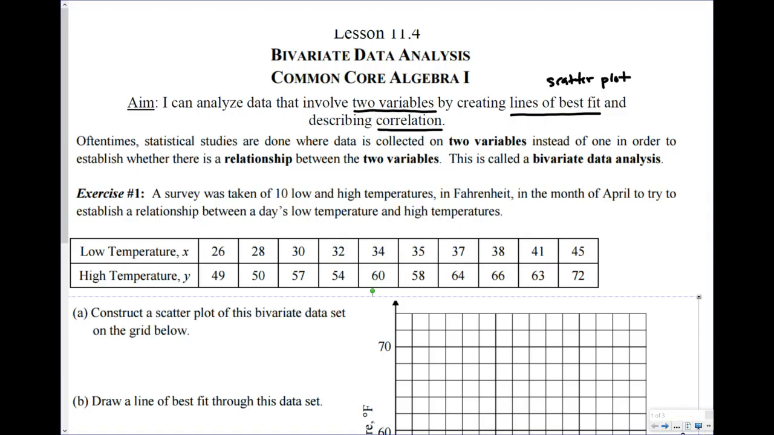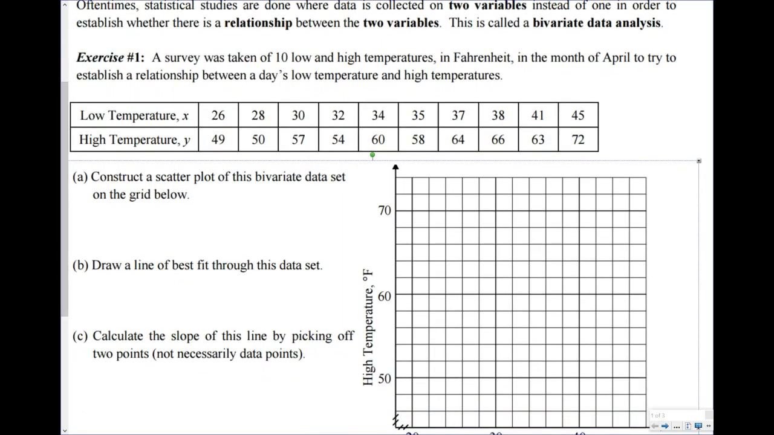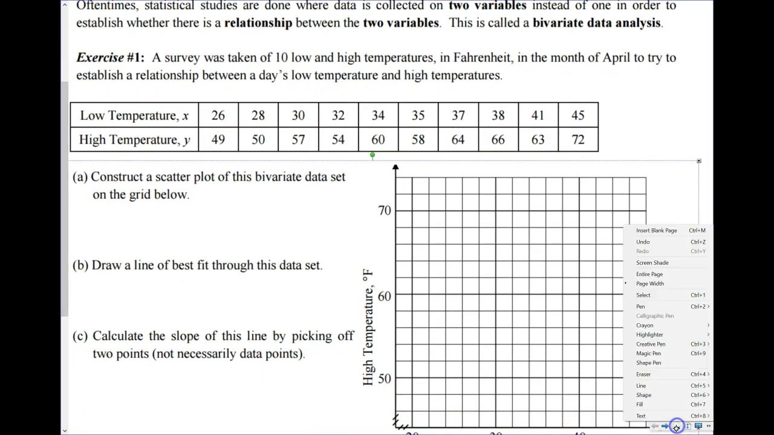Oftentimes, statistical studies are done where data is collected on two variables instead of one in order to establish whether there's a relationship between the two things. This is called bivariate data analysis. So exercise 1 is going to walk us through how to create a scatter plot and think about correlation.